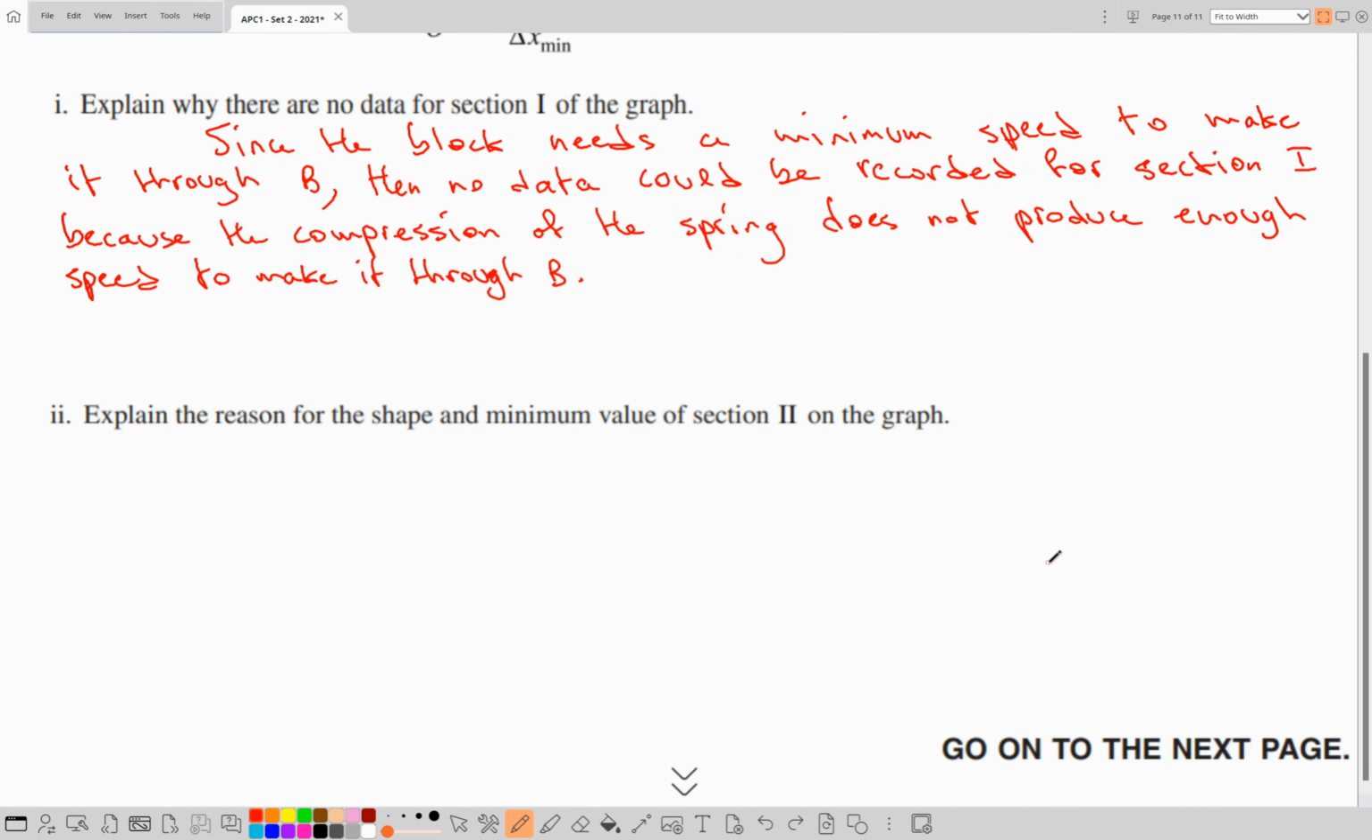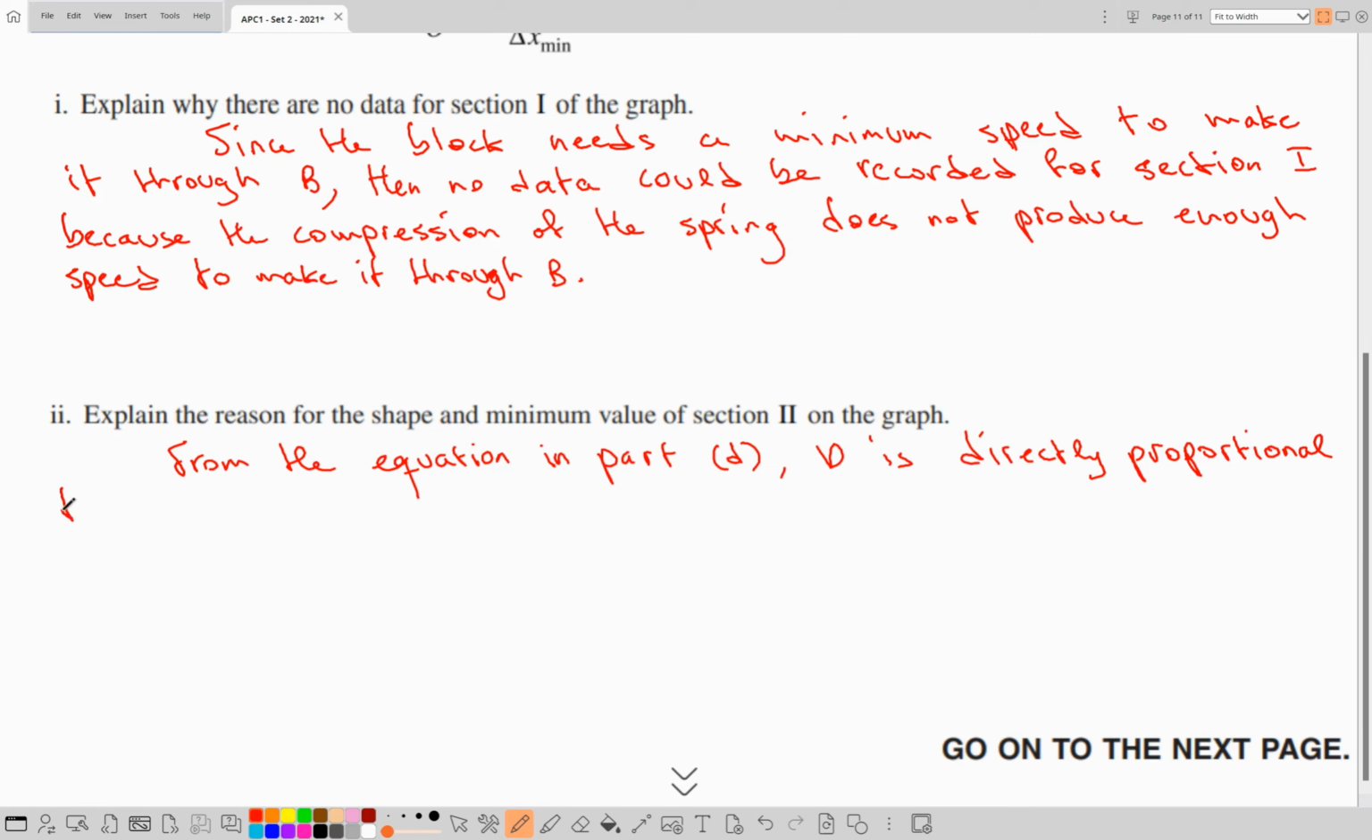Then let me say that from the equation in part D, D is directly proportional to delta x, then the graph would be linear.